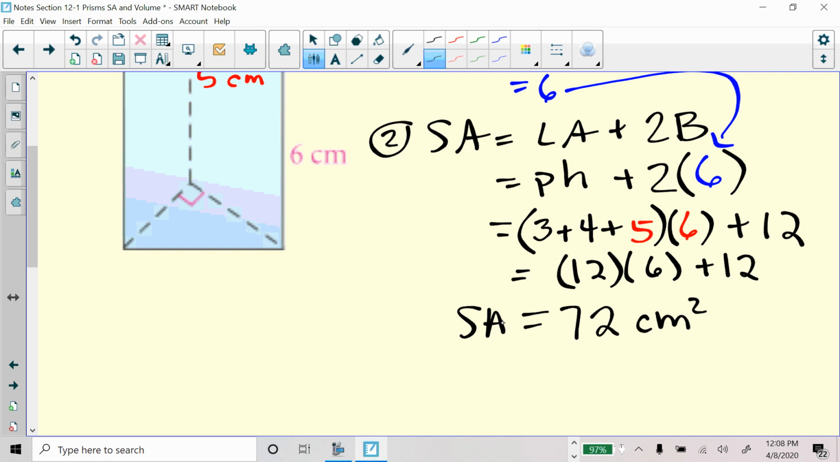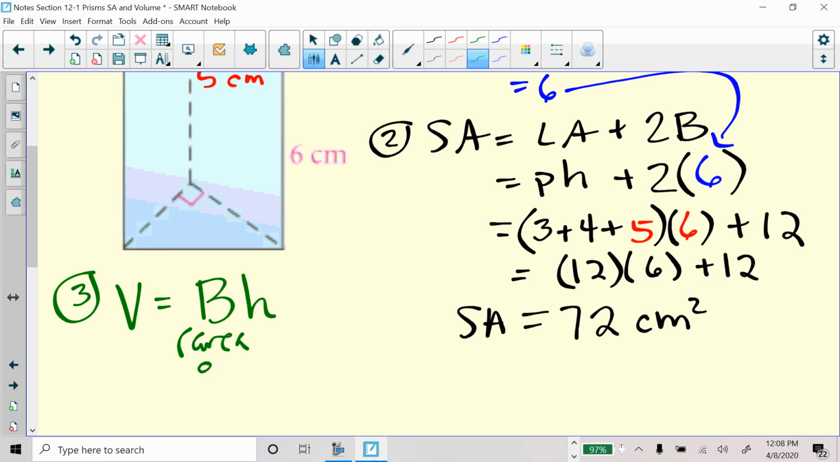Now let's talk about volume. For volume, remember we're doing the area of the base shape times the height of the prism, right? That capital B is area of the base shape, right? And what was our base shape? Our base shape was a triangle, and then this is height of the prism.